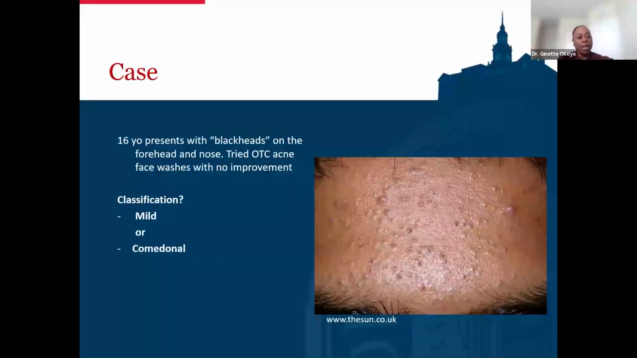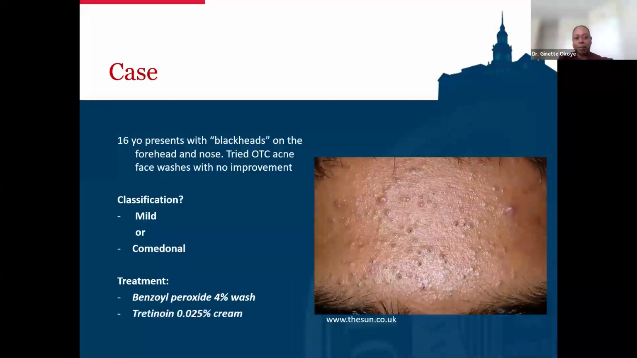All right, so back to our case. So we said he had mild or comedonal acne. I would give this young man benzoyl peroxide 4% wash and tretinoin 0.025% cream. I would see them back in 3 to 4 months, see how they're doing. And if we still need a little bit more effectiveness, and I'm convinced that they're getting it on almost every day, then we can bump it up to 0.05% or double the strength of the tretinoin and keep pushing forward.